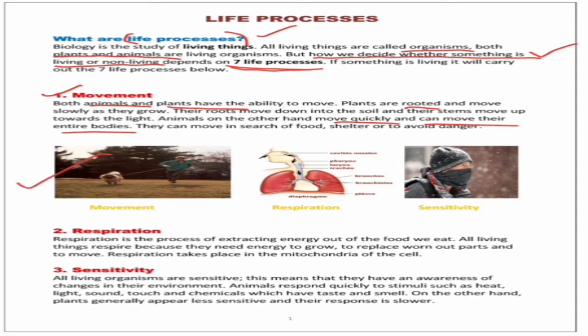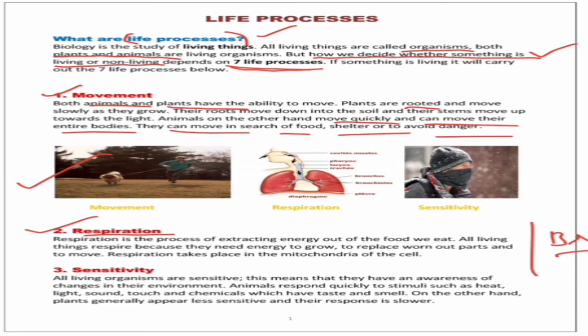If you look at this image, you can see living organisms can move. They can move in search of food, shelter, or to avoid danger. The second character exhibited by living organisms is respiration. What is respiration? Many a time we confuse respiration with breathing. The majority of you have this confusion all the time. Breathing is a part of respiration.